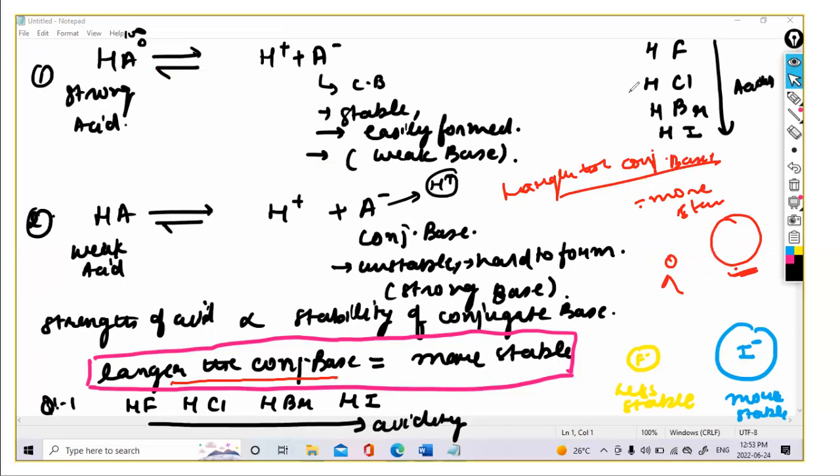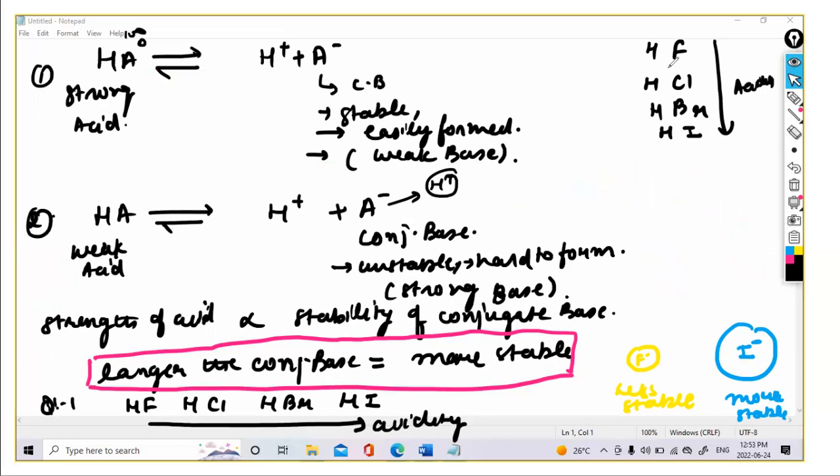Similarly, look at the examples of the halogens. I have these acids here: HF, HCl, HBr, and HI. What is varying here? The halogen is varying. As you move down, fluorine, chlorine, bromine, and iodine, the size is increasing downward. So what do you think of these four? Who is the strongest acid here, HF or HI? We just talked about how the larger the conjugate base, the more stable it is.